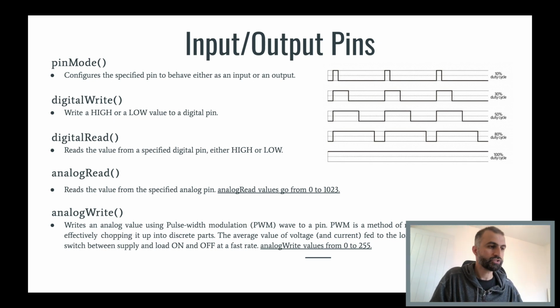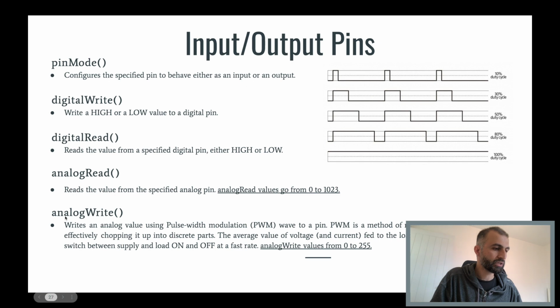For the digital, you can either write, which means you can instruct it to have an output, to say it's high or low, or you can read the signal that's coming from wherever it is. The same applies for analog. You can read it, so it reads a value from 0 to 1023, which we'll show you in a bit.